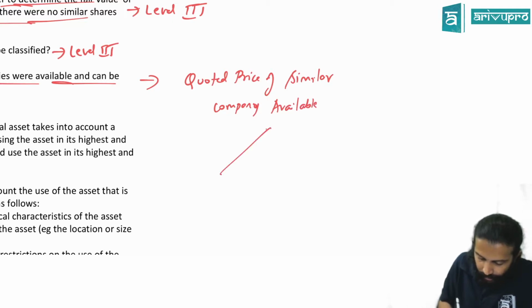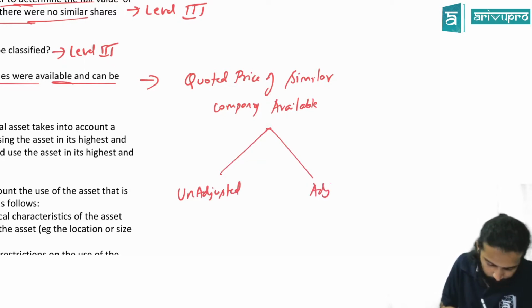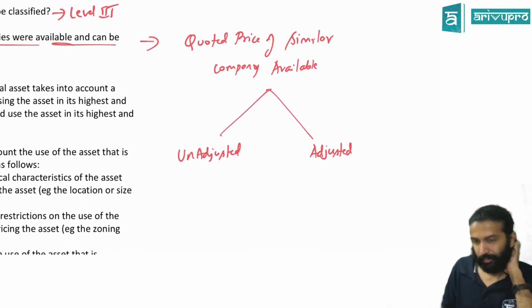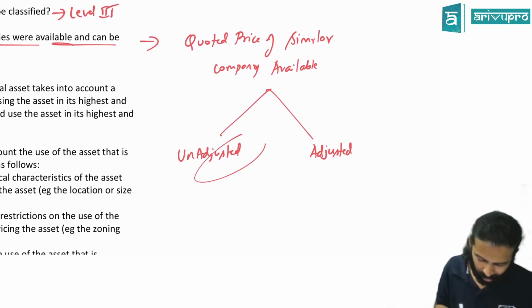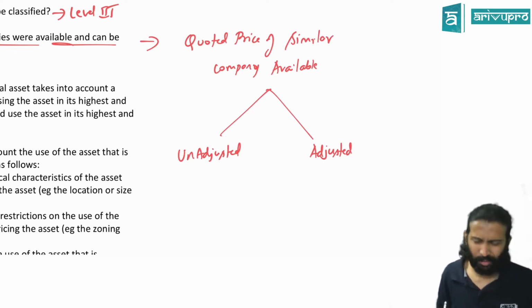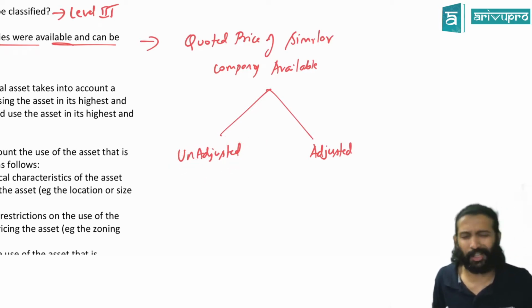Then what you have to check? Whether it is unadjusted or adjusted. Correct? Unadjusted price or adjusted price. So adjusting or not adjusting is the company's call. You'll have to give a disclosure of it. On what basis can you say that you can take an unadjusted one? Because whenever you're using a similar company's price, it is very hypothetical that you'll use an unadjusted one.